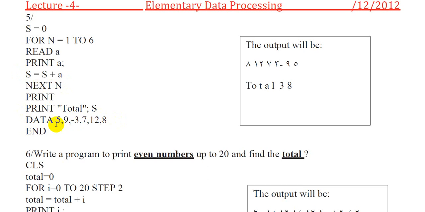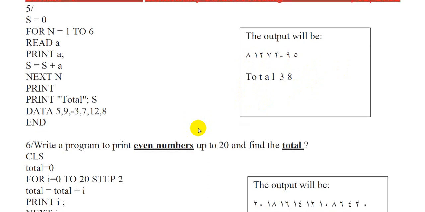Print total S, data 5, 9, minus 3, 7, 12, 8, and conclude. The output will be in the following form: 8, 12, 7, minus 3, 9, 5, total will be 38. The counter indicates 38 as the entire amount of total, after combining the 8 and 12 and 7 and minus 3 and 9 and 5 in the same manner, as you can see right from here.